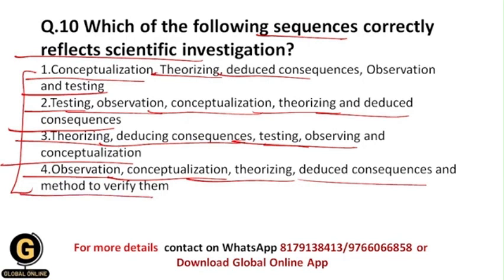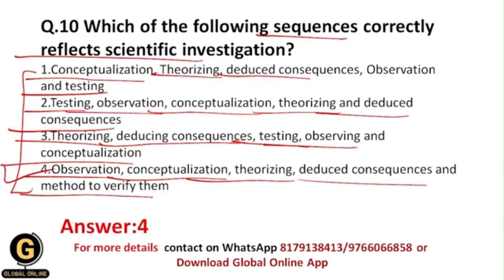So basically students, within the scientific investigation, the first thing that we need to do is observation, because only through observation can we identify the research problem in the society or the research problem in front of us, and that's why your first step should be observation. From these options, only the fourth option has observation as the first step, and that's why your correct answer should be 4.